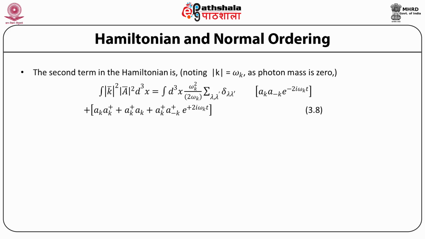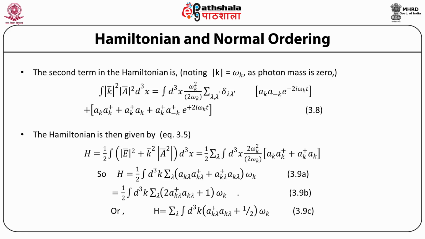The second term in the Hamiltonian is, noting that the value of k vector is equal to omega k, as the photon mass is 0, the integral over k squared A vector squared d cubed x, given by d cubed k omega k squared by twice omega k, summation over lambda and lambda prime, delta lambda lambda prime times a k times a minus k exponential minus 2 i omega k t, and two cross terms, and finally the product of two creation operators a k dagger a minus k dagger with exponential 2 i omega k t.